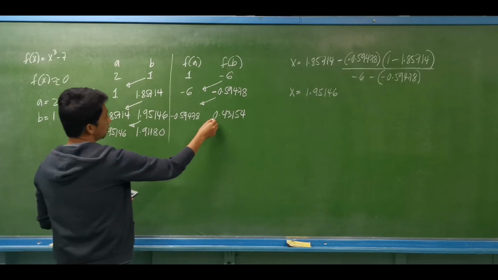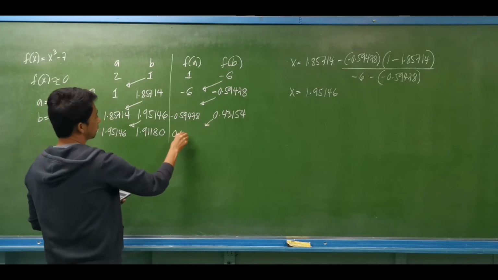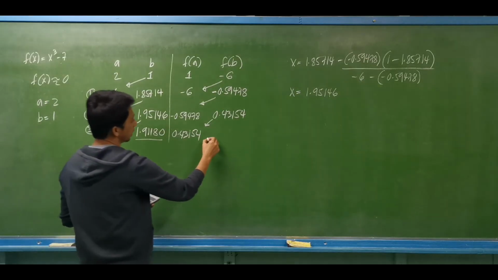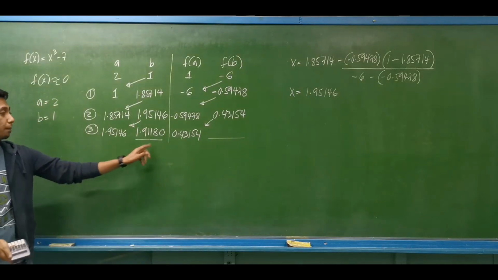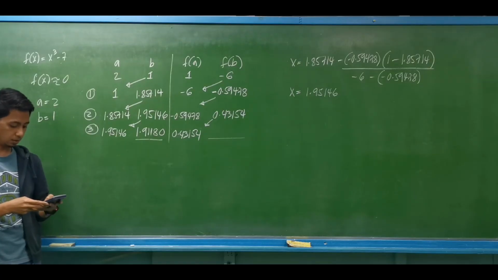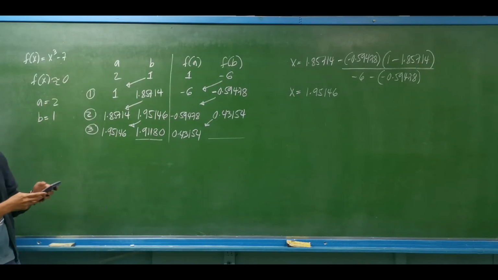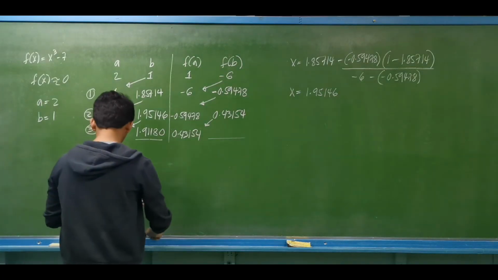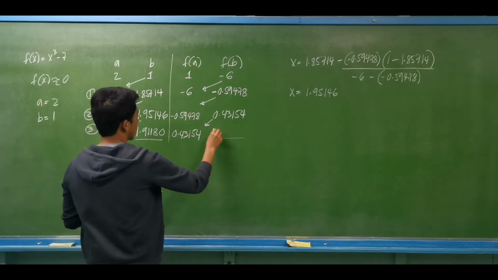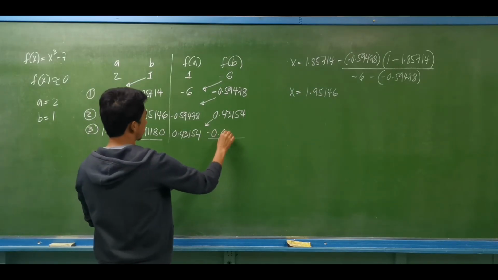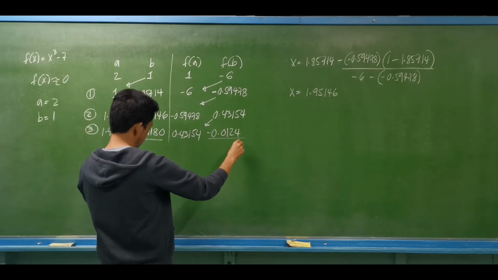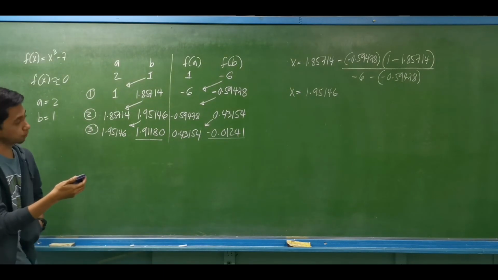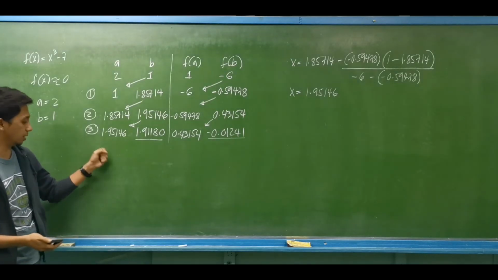1.91180. So we are moving this value again. This is 0.43154, and we use this value to get the next value of f of b. That is 1.9118 cubed minus 7. So this is now negative 0.01241. Alright, so negative 0.0124. That is for the third iteration.